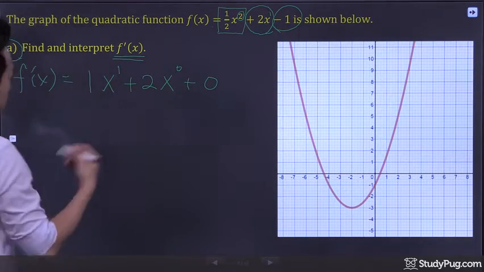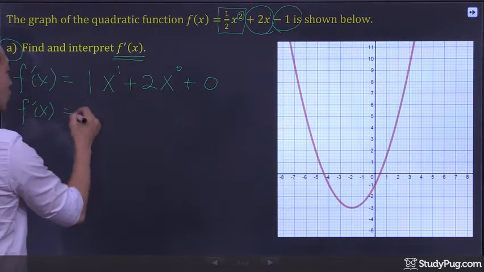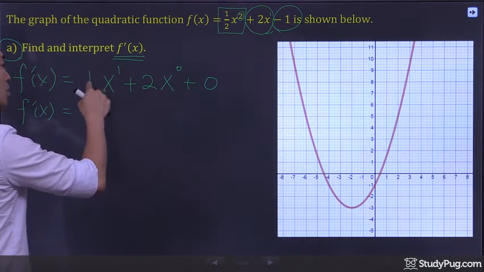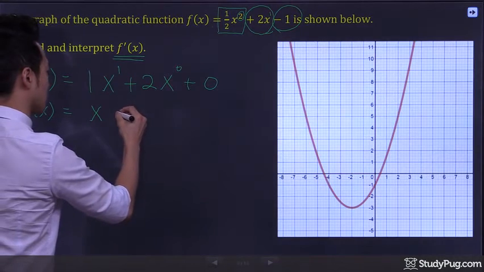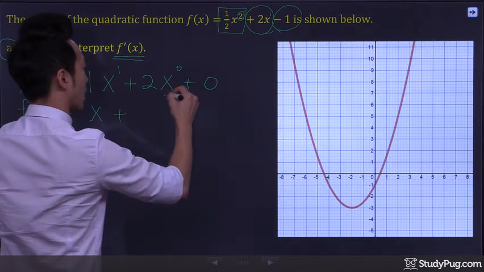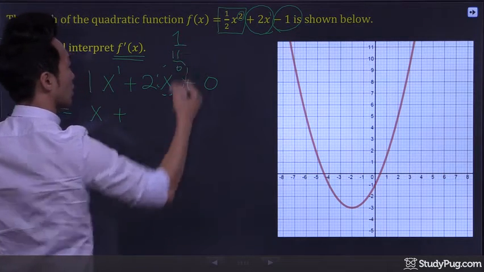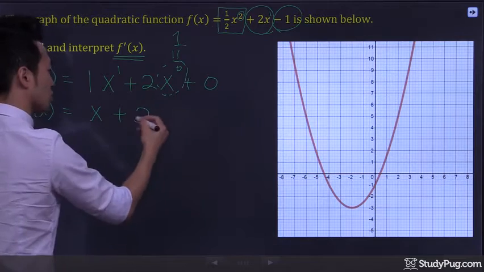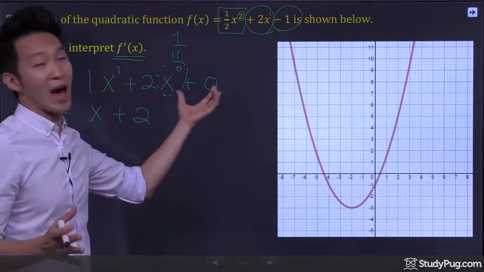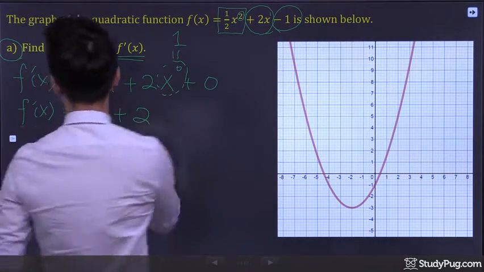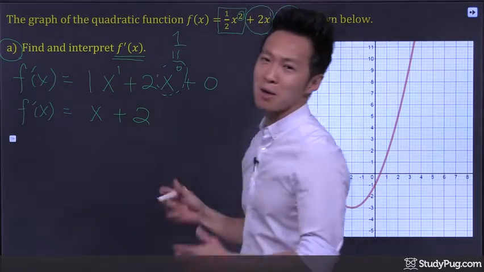Okay, so let's do some cleanup. f prime of x is equal to 1 times x to the power of 1, which is just x, plus, now, x to the power of 0, anything to the power of 0 is equal to 1. So here we have 2 times 1, we just get 2. And at the end we have plus 0. Well, we're adding nothing, so we don't have to write it out. So that's the derivative: f prime of x is equal to x plus 2.